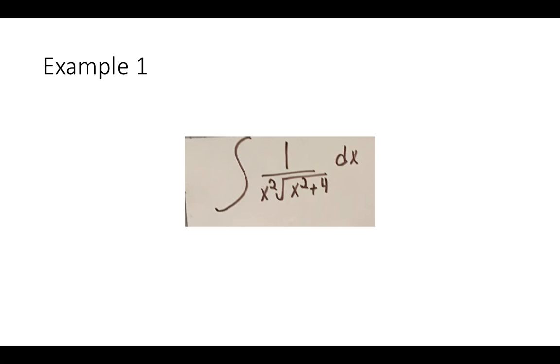The problem is, what is the indefinite integral of 1 over x squared times the square root of x squared plus 4 dx? When you're given these types of problems, it's best to see which formula you will be using. So let's go forward.